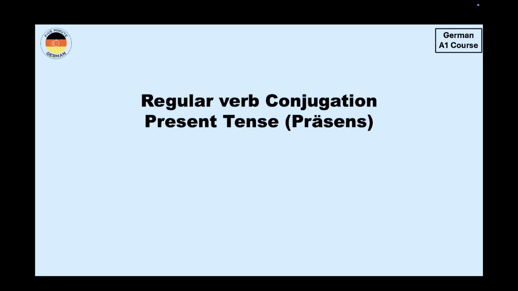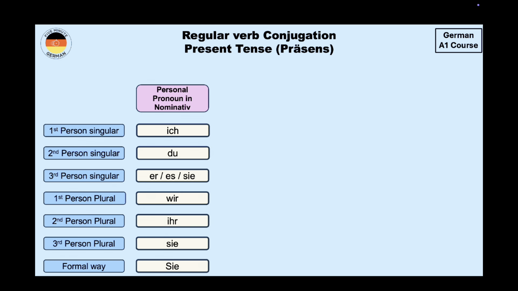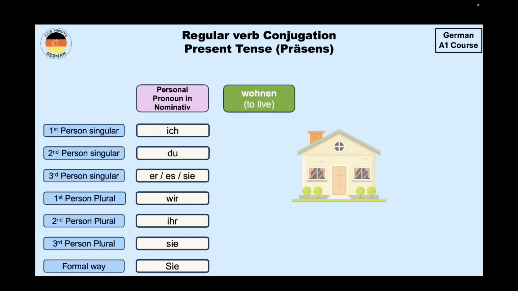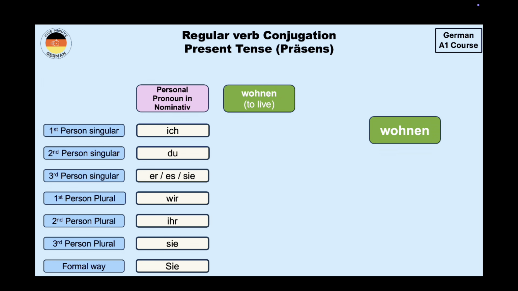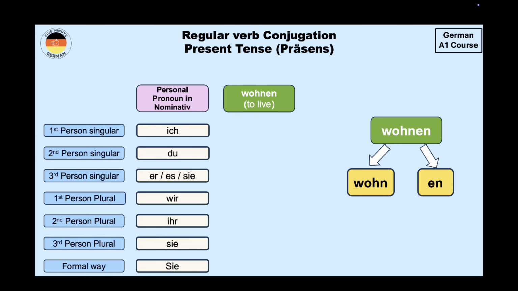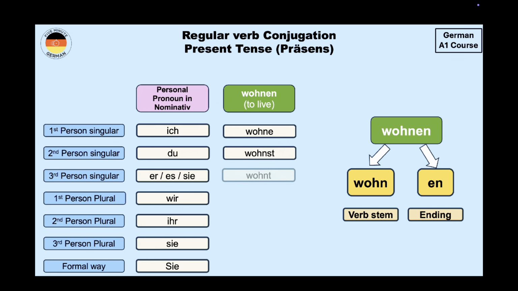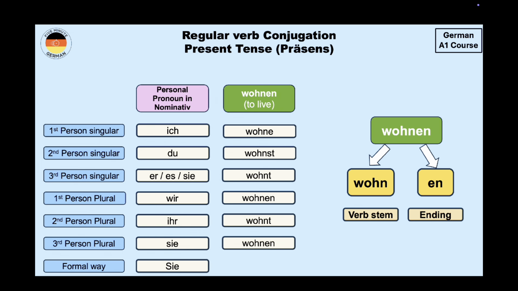So now let's see how we can conjugate the regular verbs in present tense or Präsens as it is called in German. Over here I have written all the different cases of personal pronouns in nominative, and we are going to use the verb wohnen, which means to live. Wohnen is the infinitive form. Now let's first find the verb stem of wohnen. I can break this verb into two parts as wohn and en. So wohn over here is the verb stem and en is the ending. Now let's conjugate the verb wohnen. The conjugation for wohnen will be ich wohne, du wohnst, er/es/sie wohnt, wir wohnen, ihr wohnt, sie wohnen, and the formal way Sie wohnen.